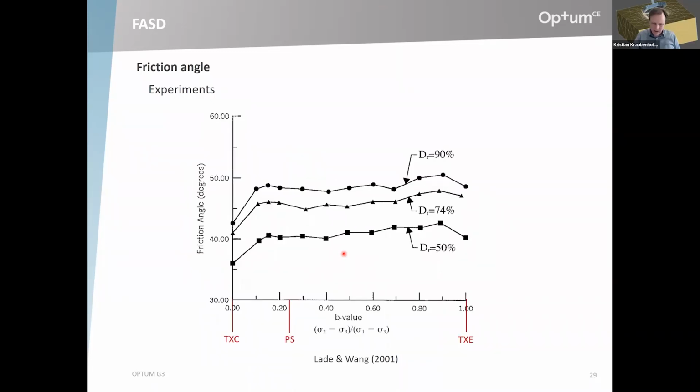what we started thinking about is looking at these data. How would we fit these data points, these three different curves? One simple way would be to say, well, it's just straight horizontal lines like that, at least for B above some value, I don't know, 0.1, 0.15 or so. It's pretty much just straight lines, corresponding to a constant friction angle, basically. And then something happens down here close to the triaxial compression corner.